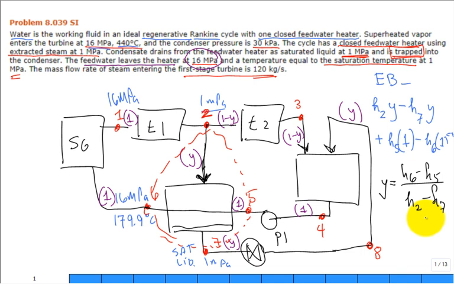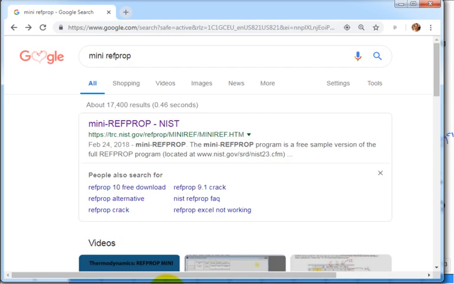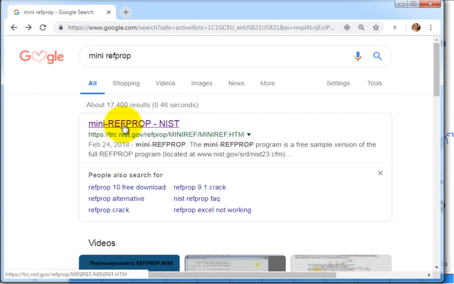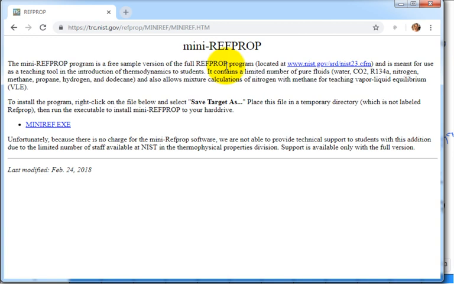Okay, now we need to get properties. You'd use your tables to get the properties. What I'm going to show you is a piece of software. I mentioned it before: REFPROP. You just Google the name and you'll get to it. If you type in "mini" in front of it, it'll take you to this website, mini REFPROP. You can see that it's for students. It's a free sample version.